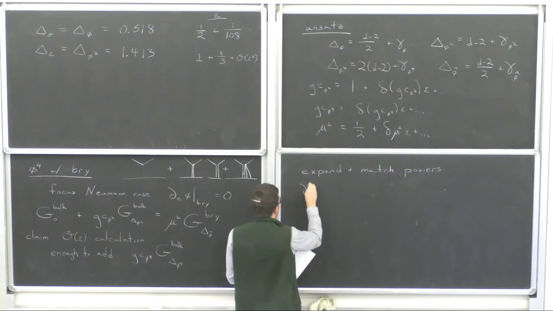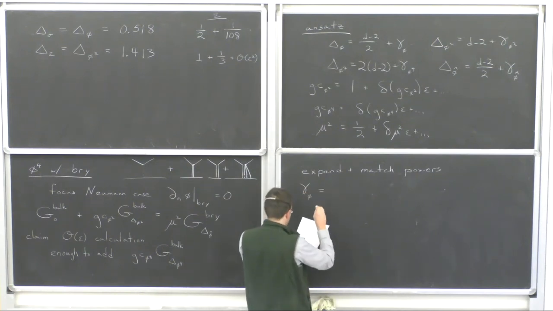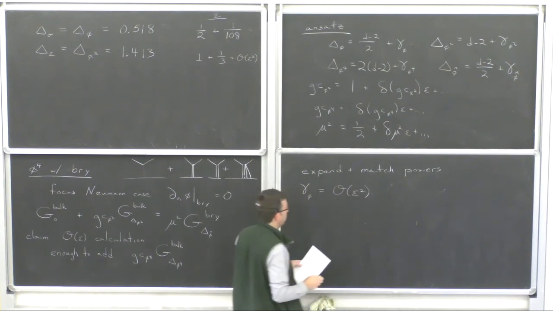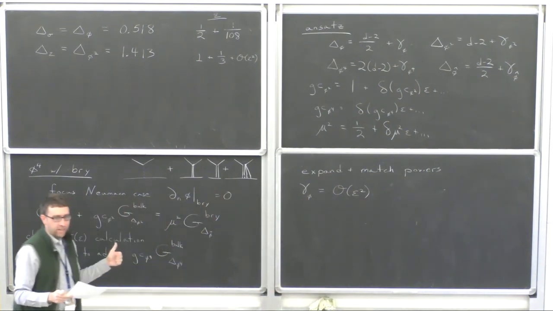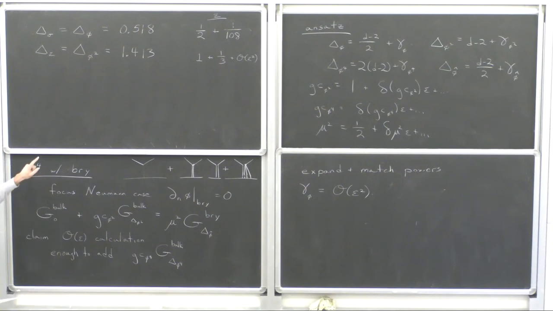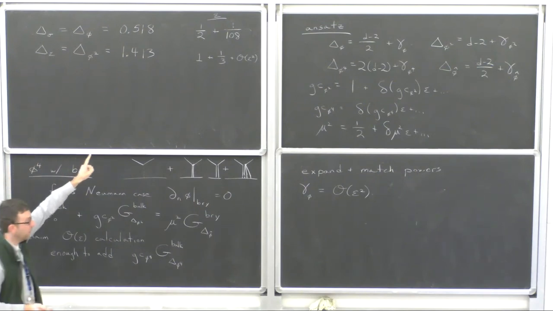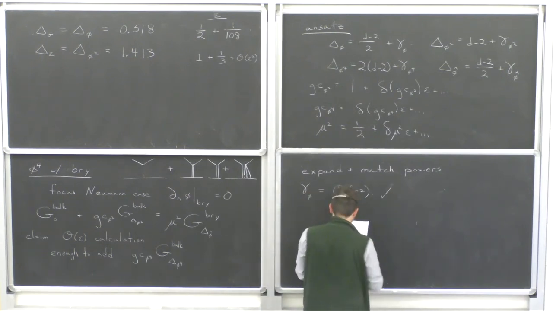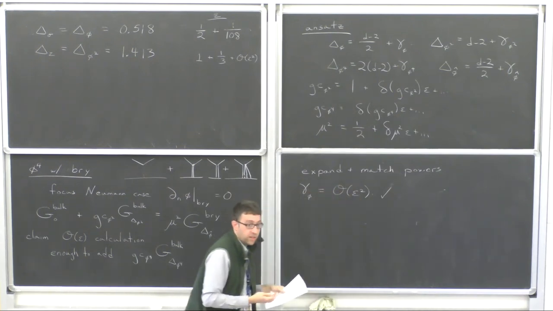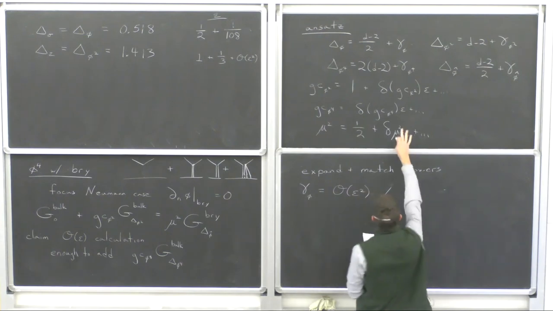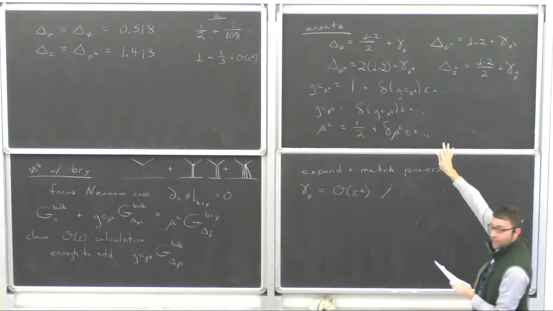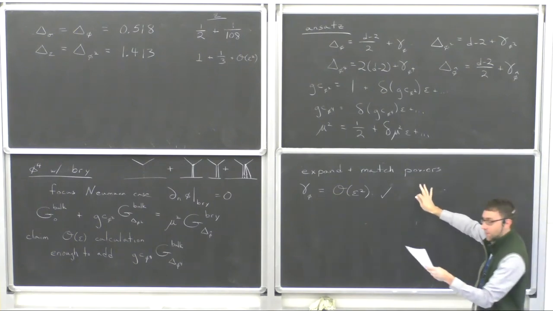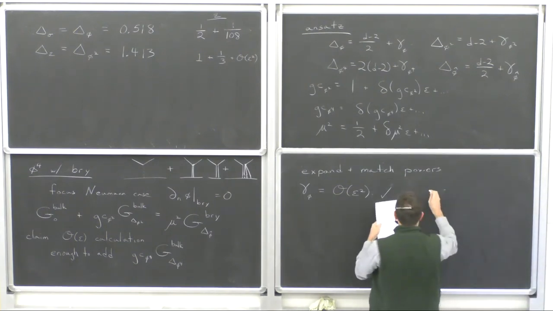And we find that gamma phi is order epsilon squared, which is great, because we established just a few minutes ago that the order epsilon correction to this guy should be absent. So that's a consistency check on this method. So we allowed for it to be there in our ansatz. We allowed for some order epsilon part, but lo and behold, it's not there. It's what we just found.